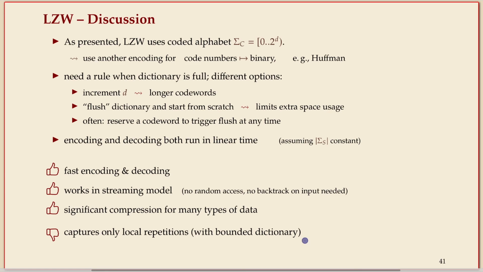Some downsides is if you have very, very long ranges of repetitions. So you have a huge text file which is copied twice, say as a hypothetical scenario. If that is too big for the dictionary to contain everything, it might get flushed and you don't recognize this repetition. That's inherent in this method in a sense, because you will run out of space for the dictionary eventually, or you will get some hit. If you increment d, you don't run out of space, but your code words get longer. That's also somehow wasteful.